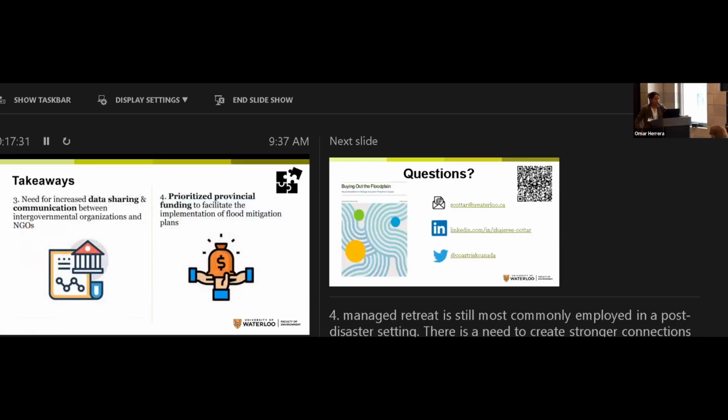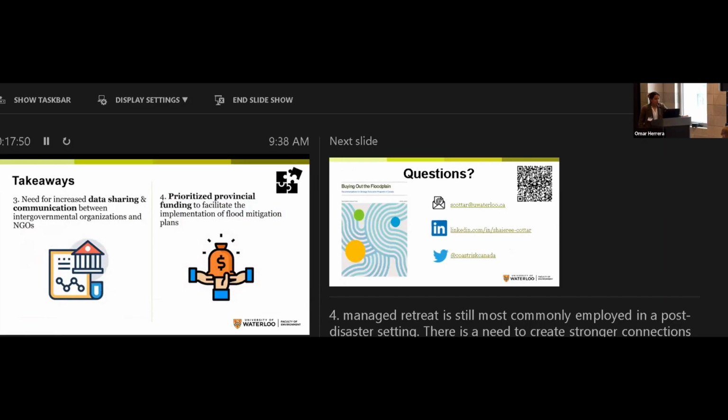And finally, we saw that managed retreat, like I said, is still really commonly used in a post-disaster setting in Canada. It's highly challenging to broach this topic in a pre-flood environment. Homeowners, like many of you know, will immediately shut that down. It's a difficult conversation to have.